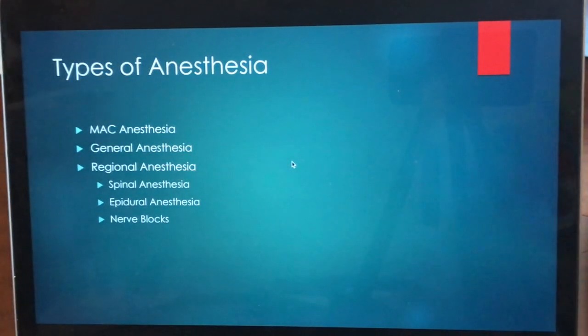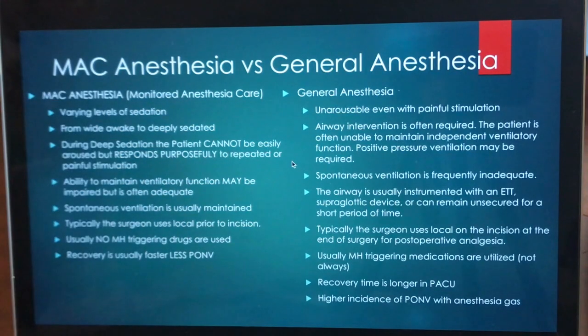Types of anesthesia. We use MAC anesthesia, general anesthesia with anesthesia gas, or TIVA, which is total intravenous anesthesia. We use regional anesthesia, such as spinal anesthesia, epidural anesthesia, and nerve blocks. Two major types of anesthesia that we frequently use are MAC anesthesia and general anesthesia. We select the type of anesthesia based on the type of surgery, how painful and invasive the surgery will be, and the patient's clinical condition.